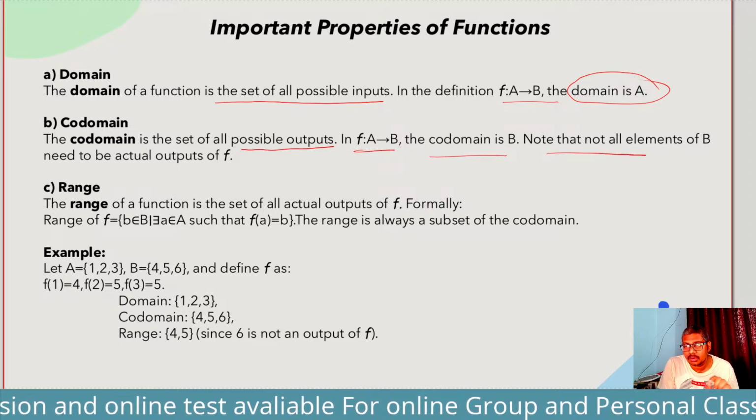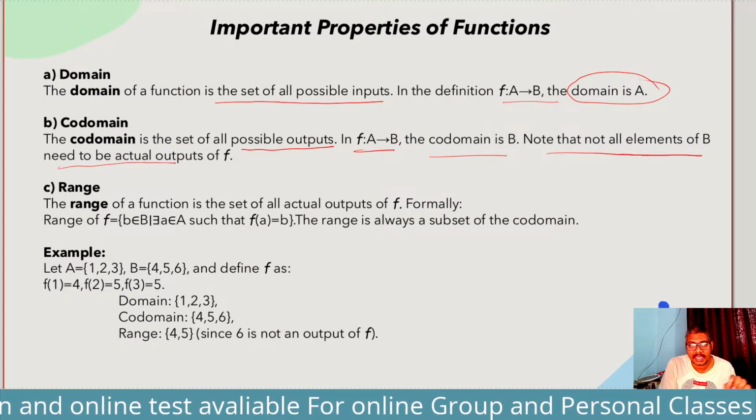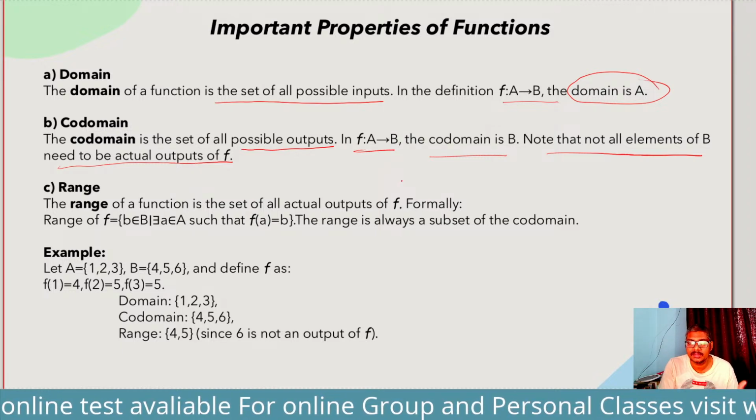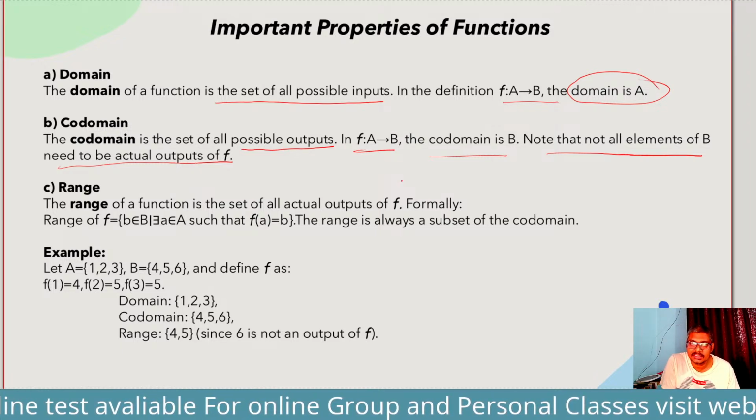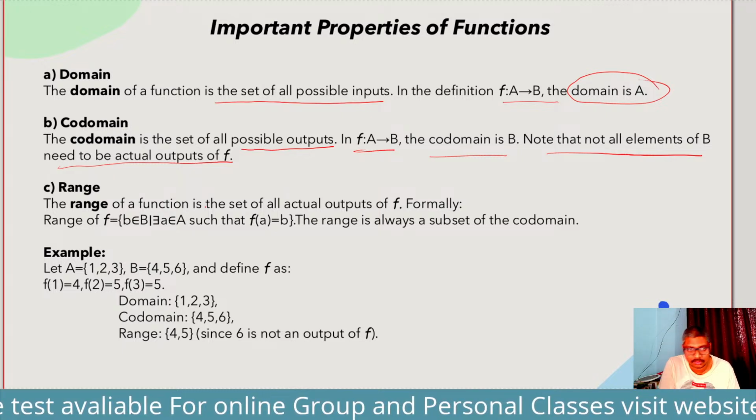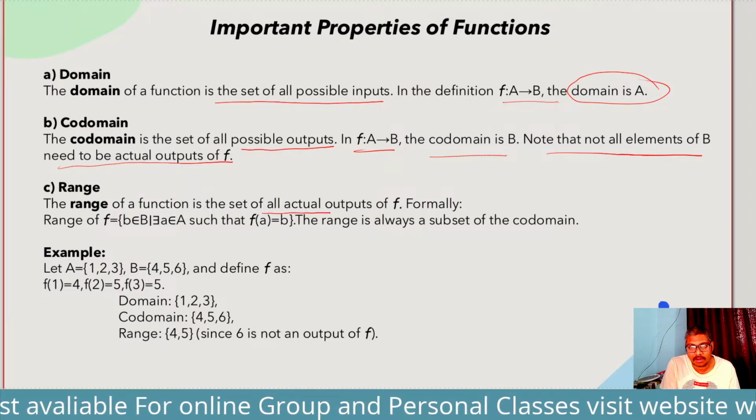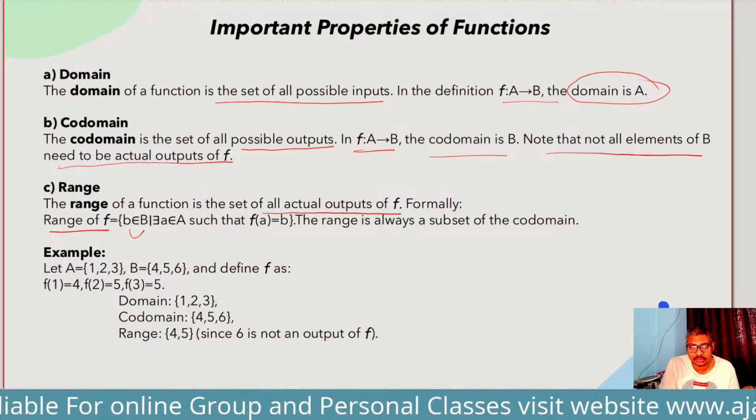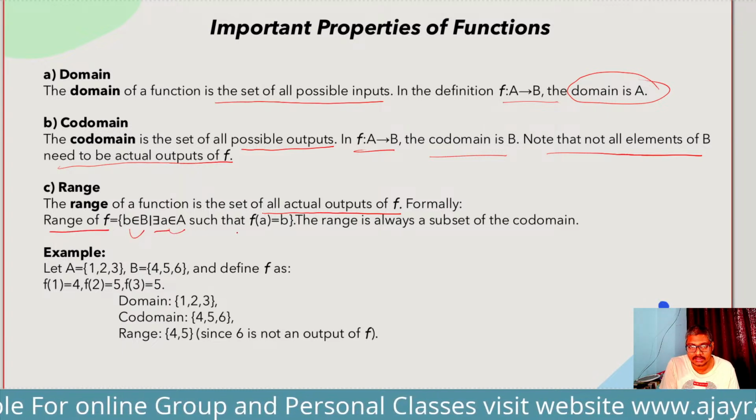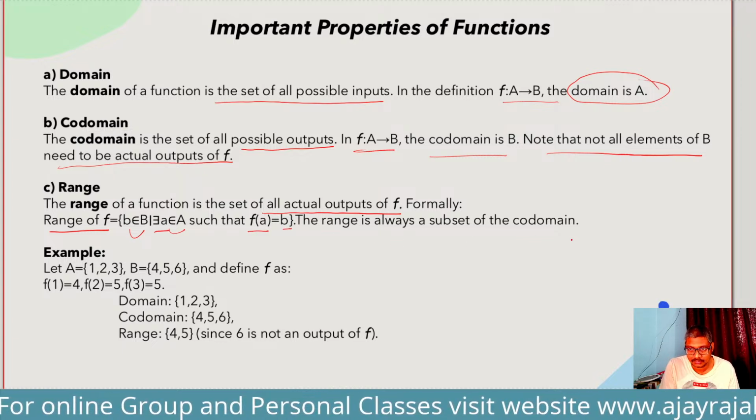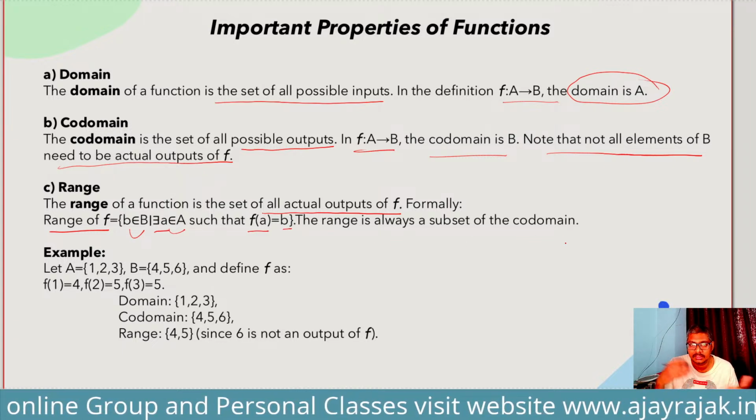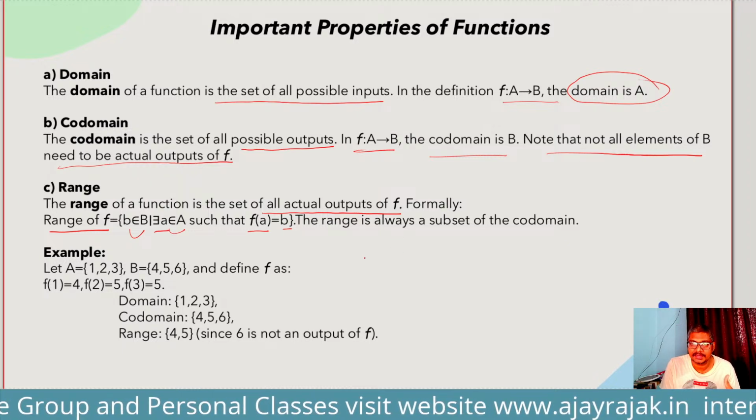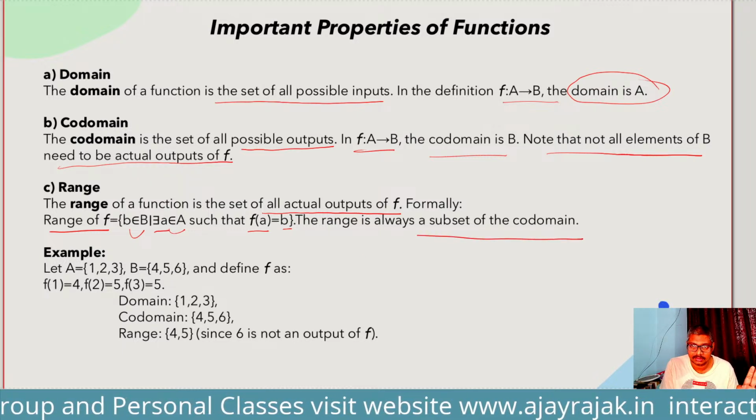So note that not all elements of B need to be actual outputs of A. That's why the range concept is coming, unless the range equals the domain. There may be cases where the range equals the domain, but it may not be also. So the range of a function is the set of all actual outputs of A, formally range equals F(a) where B belongs to B, then there exists A belonging to A such that function F(a) equals B. Right? When we put an element from the domain, we get output B, that is our range. Range is always a subset of the codomain.